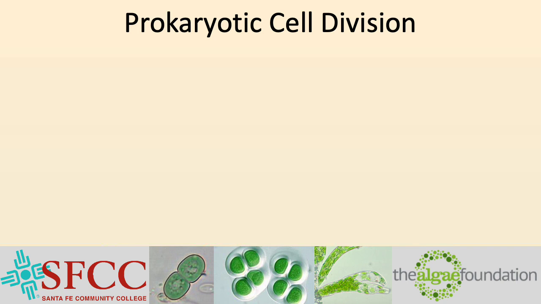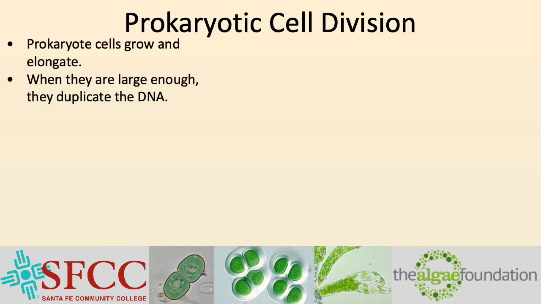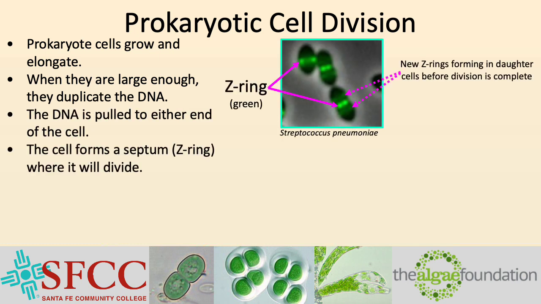Prokaryote cells have a much simpler method of cell division than eukaryotes do. Prokaryotes grow and elongate. When they are large enough, they duplicate the DNA. The DNA is pulled to either end of the cell. The cell forms a septum, also called the Z-ring, where it will divide. The protein that makes the Z-ring is similar to the protein that makes the microtubules and flagella.